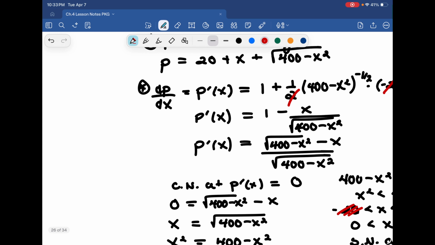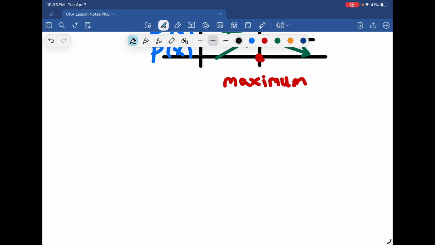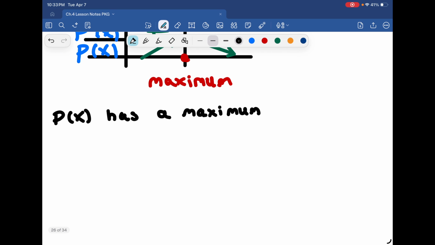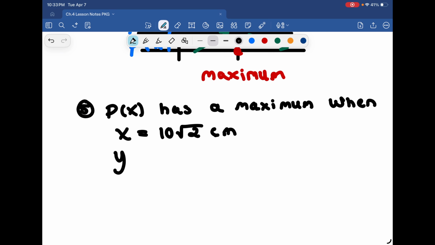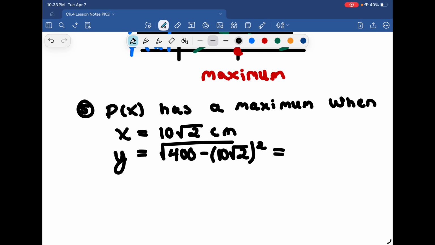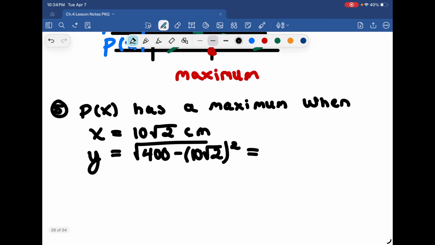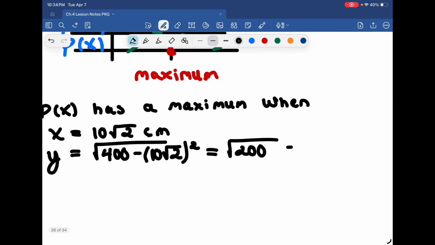So just keeping track of my step numbers here, this is number 5. P of x has a maximum, aka the perimeter of x has a maximum when the x value is equal to 10 root 2 centimeters. The y value, which can be derived from a statement we actually had above, is the square root of 400 minus x squared, where x is 10 root 2 squared, which is the square root of 200, which is also equal to 10 root 2.